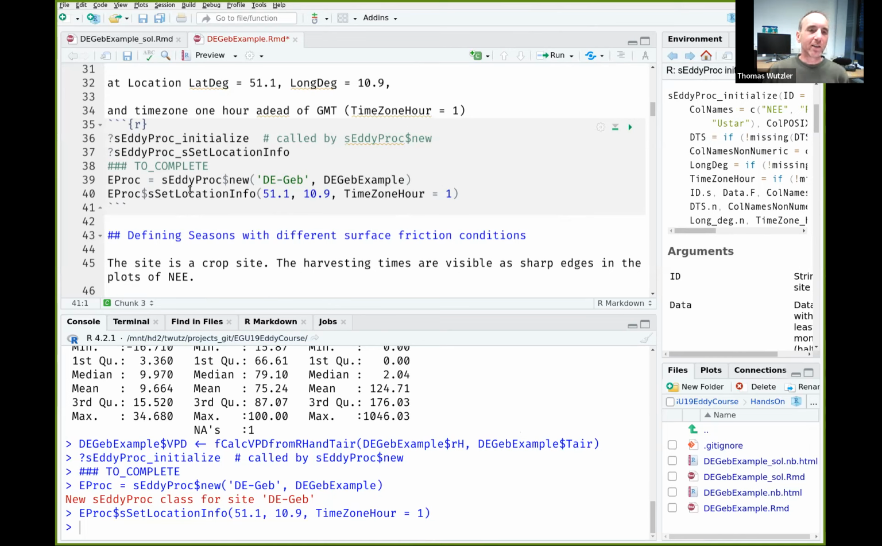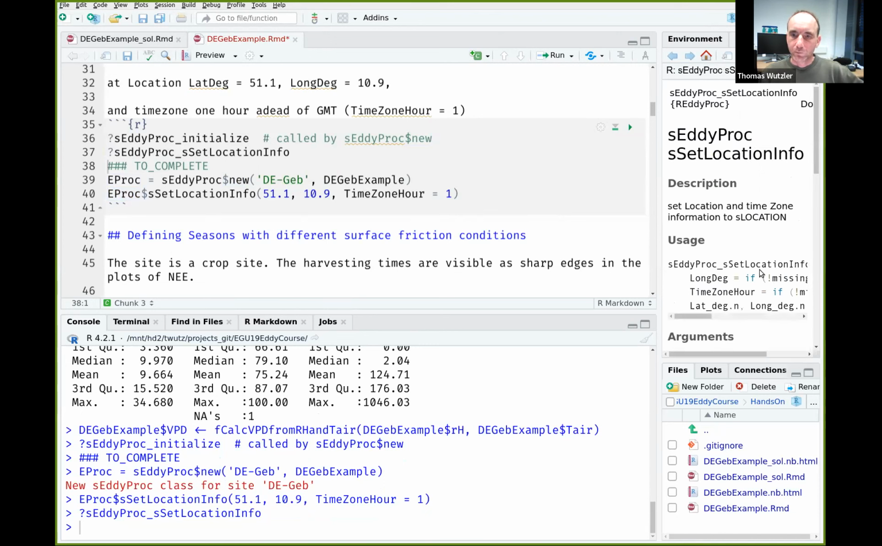Just to explain again, this is the peculiarity of this object-oriented reference class system. You have to use the new method, and it actually calls the method initialize, which is documented, where we just provide the name and the data set. And here we use our newly created EddyProc class to invoke its method set location info, provided with the argument.